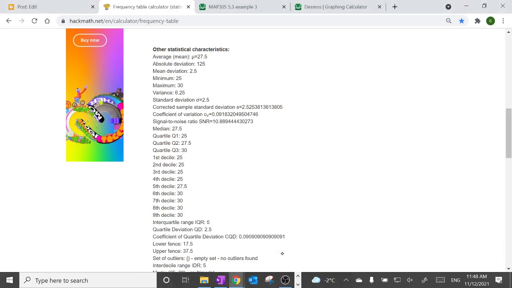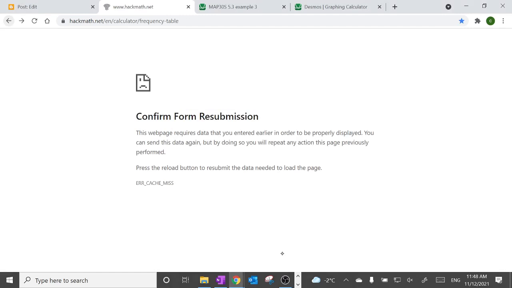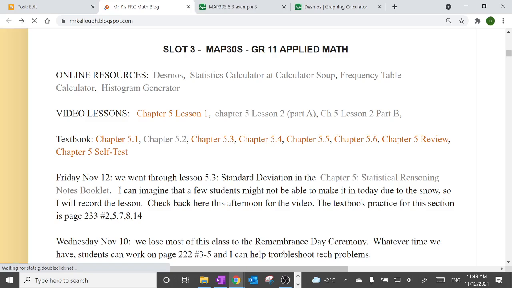Again, the homework here, let me go back. There we go. The homework is page 233, numbers 2, 5, 7, 8, and 14. 7 and 8, I believe, are about Blue Bomber legend Milt Stegall. Very exciting. And I really like question 14. Question 14's kind of got a neat piece of data to it. And there we go. So you can have the rest of this class to work on it.